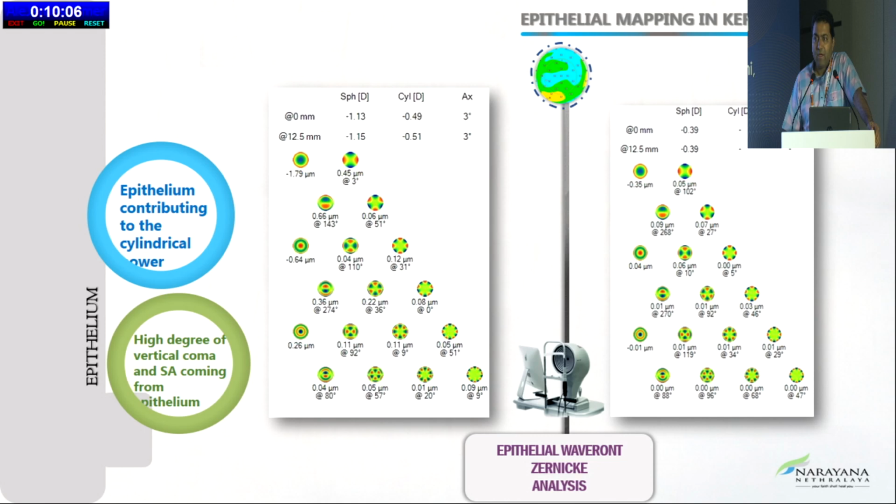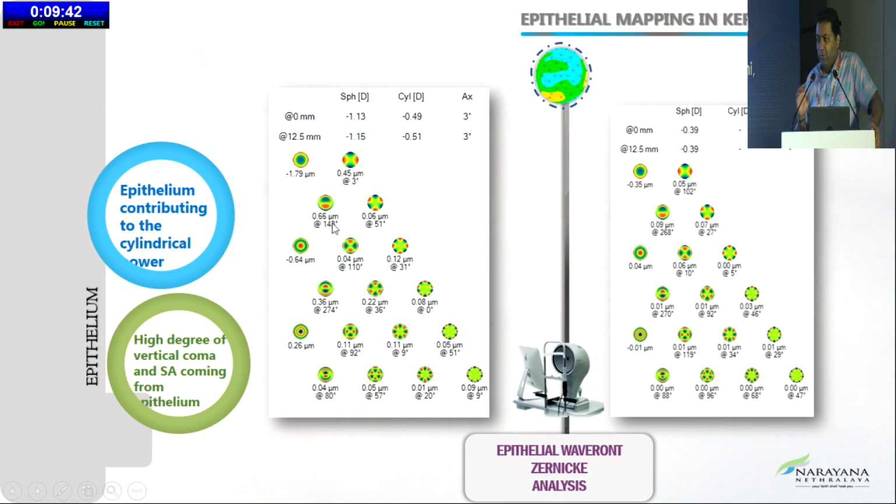It's about the impact of epithelium on the optics of your eye, including your cylindrical component and also the higher order aberrations. MS39 is a smart tool. It gives you the cylindrical component arising from your epithelium. It also gives you the coma and other aberrations arising from your epithelium.